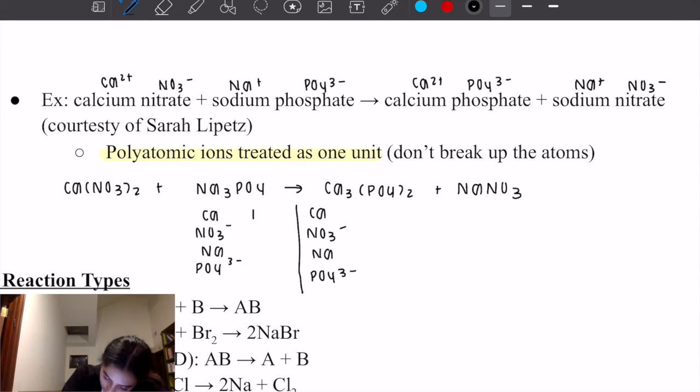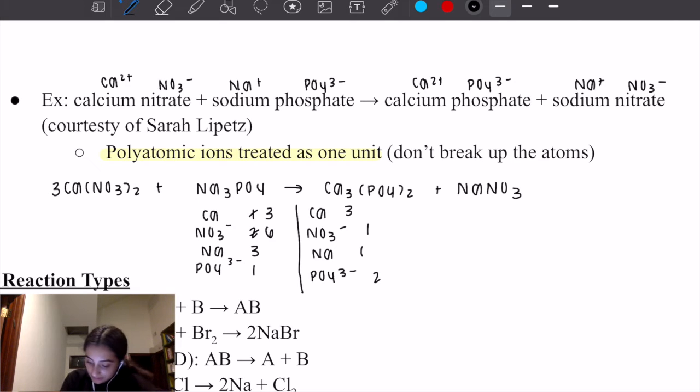And now I'm going to go through and fill out what I already have. So I have 1 Ca, 2 NO3 on this side, 3 Na, and 1 PO4. On this side, I have 3 calciums, 2 PO4s, 1 sodium, and 1 nitrate. Okay, so I'm just going to go in any order. I'm going to start with the calcium. So if I put a 3 in front of Ca(NO3)2, I'm going to have 3 calciums now and 6 nitrates.